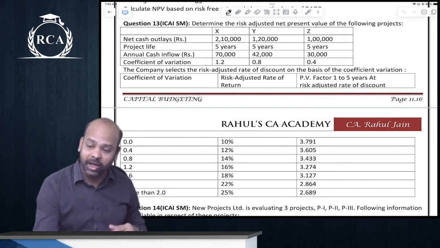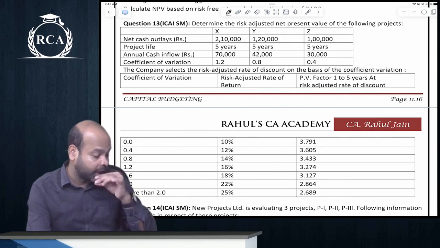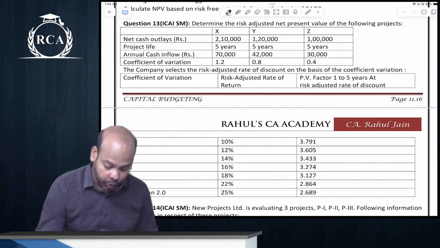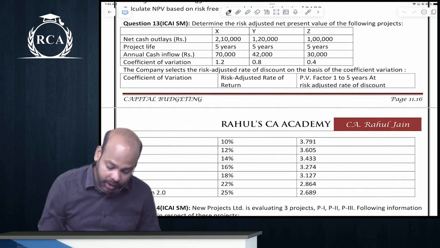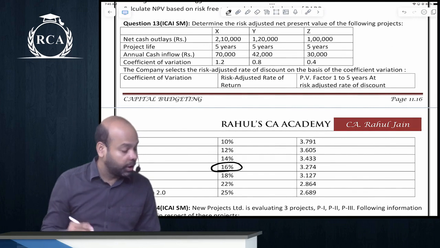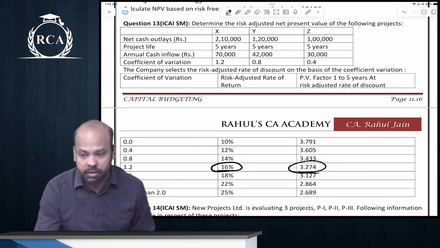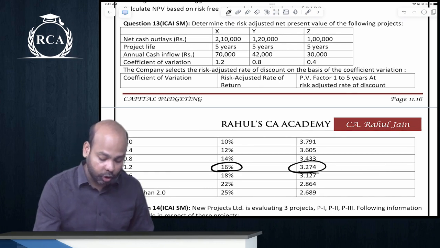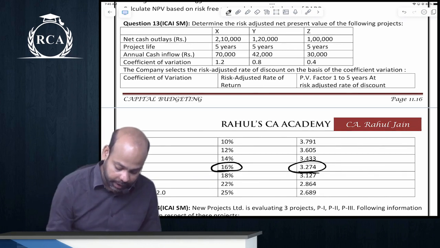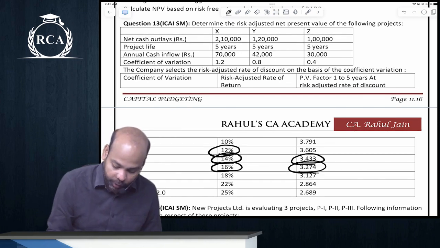So instead of directly telling you, beta, what is the rate applicable, it only says for the first project the coefficient of variation is 1.2. So based on 1.2, beta, what is the risk adjusted discounting rate that you should take? 16%. And you already gave us present value annuity factor at that rate, guys. Understood? Second project has a coefficient of variation of 0.8. For 0.8 you should pick up a discounting rate of 14%. Third project, beta, has 0.4, 12%. Over.